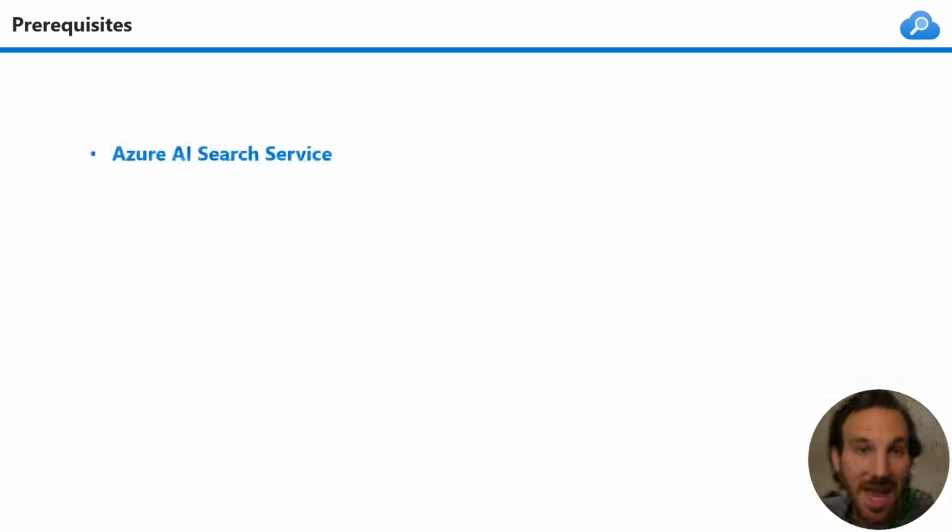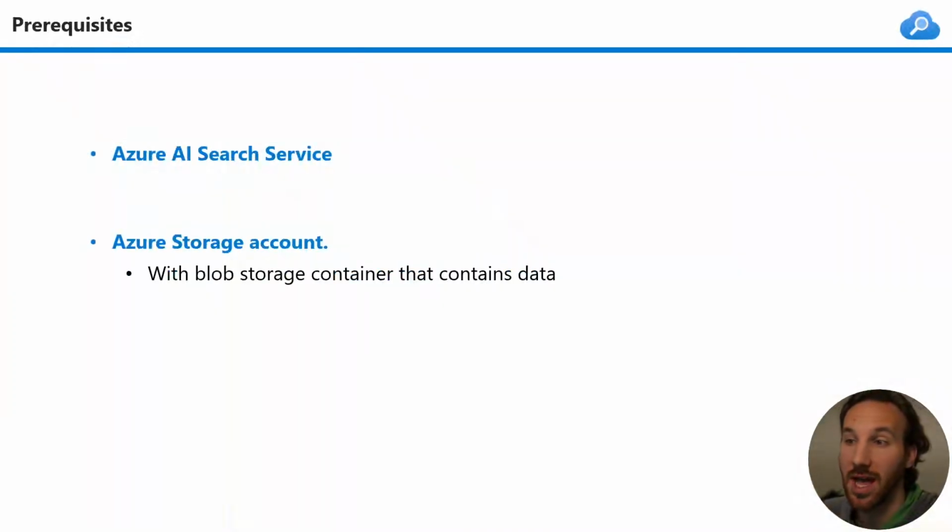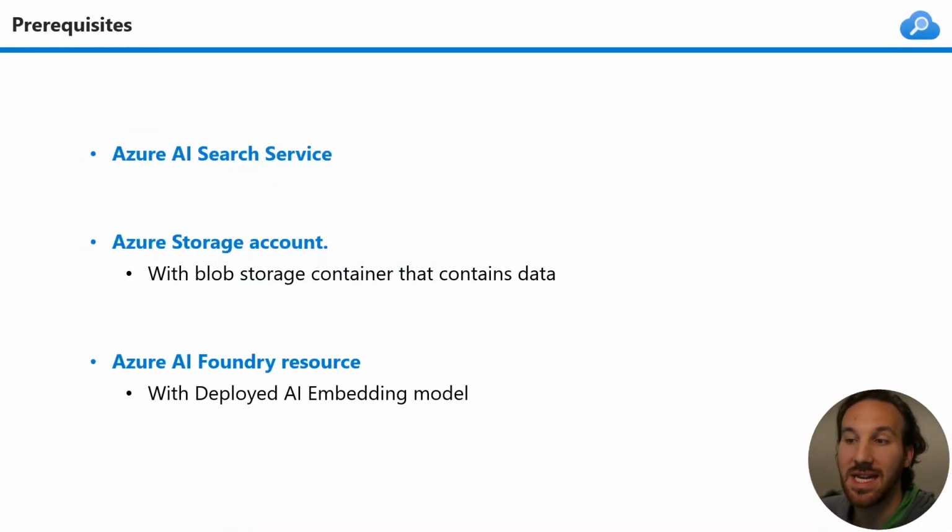You'll need a created Azure AI Search service. You'll need an Azure storage account with a blob storage container that contains the data we plan to use. And you'll need an Azure AI Foundry resource with a deployed AI embedding model. This will be used to create our vector embeddings for our Azure AI Search Index. If you don't already have these created, I've added links in the description to help you set these up.